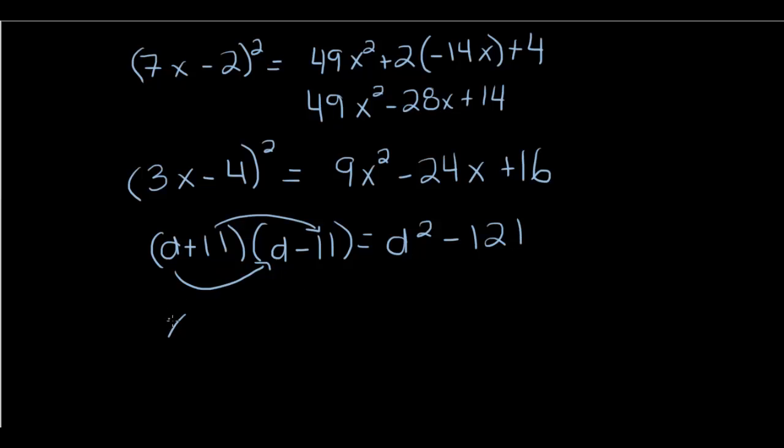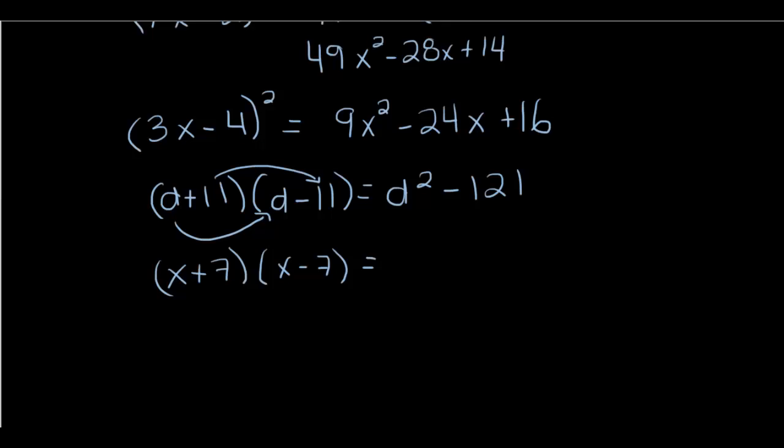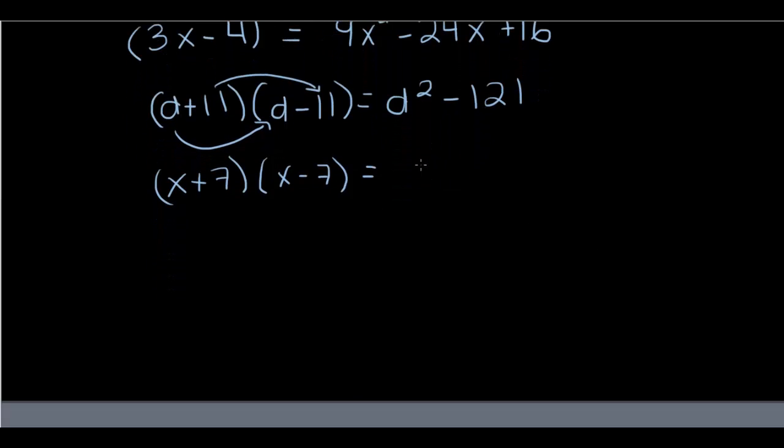Go ahead and try x plus 7 times x minus 7. Again, pause the video, and then once you're done, unpause the video. Okay, so the answer is going to be x squared minus 49.